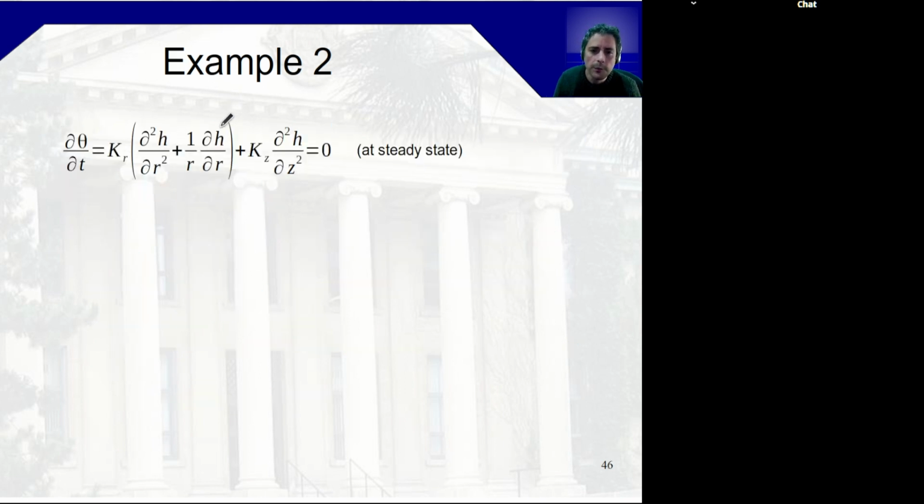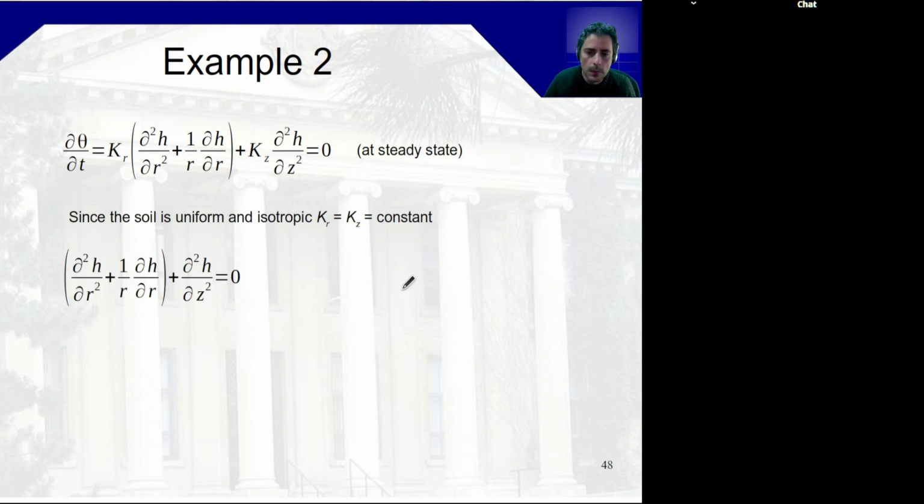So to solve this kind of problem, we go back to our equation, but it's steady state, so change in water content over time must equal 0. So if we set that as our problem, and we know that the soil is uniform and isotropic, so this is a constant in this particular case. So they're both equal to each other, and because it's uniform, they're also constant. So we can reduce the equation to a simpler form, so we get rid of the k's in both cases. Okay.